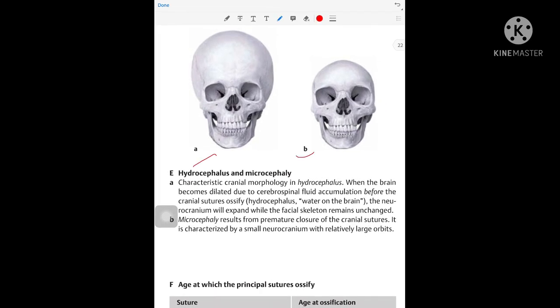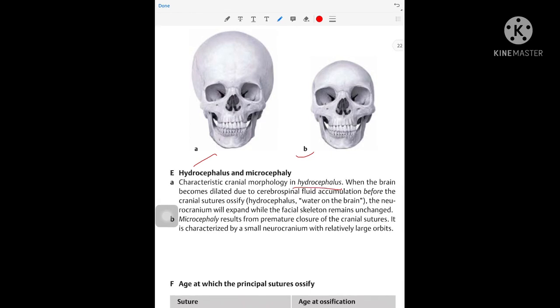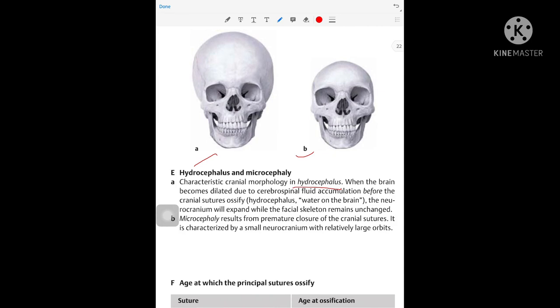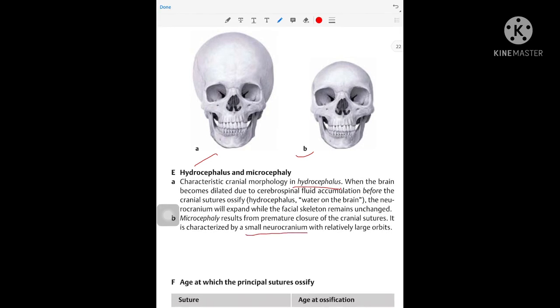See this diagram, A and B. It's a diagram of hydrocephalus and microcephaly. First, part A shows the characteristic cranial morphology in hydrocephalus, when the brain becomes dilated due to cerebrospinal fluid accumulation before the cranial sutures ossify. In hydrocephalus, water in the brain, the neurocranium will expand while the facial skeleton remains unchanged. Microcephaly results from premature closure of the cranial sutures. It is characterized by a small neurocranium with relatively large orbits.